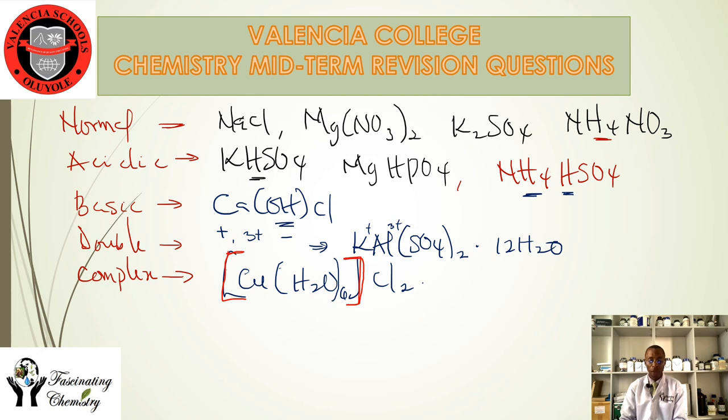Okay, let's take another instance. You have Fe, you have CN, you have 6 of it, then you now have, say, magnesium on this end, Mg. Okay, this is also a complex salt because of this square bracket we are seeing in here.